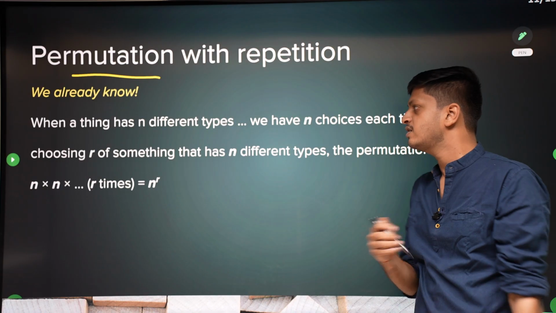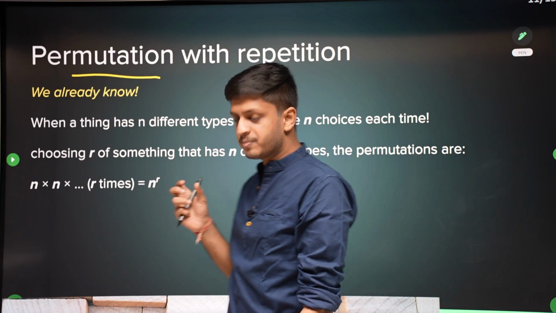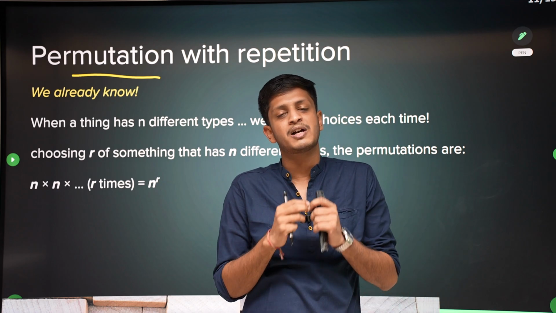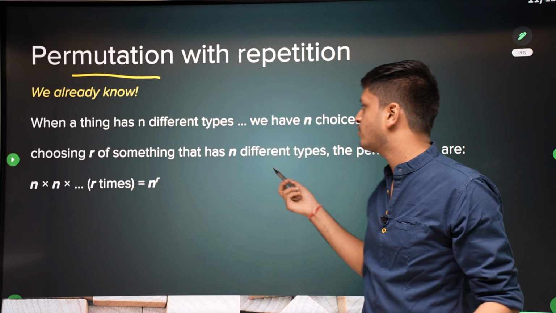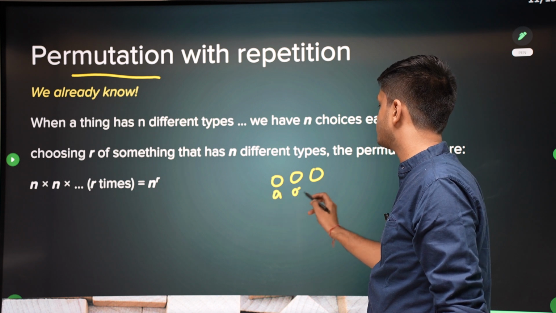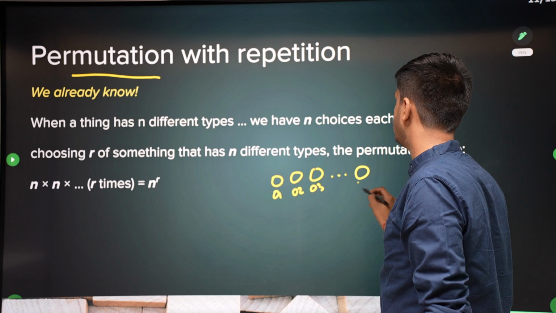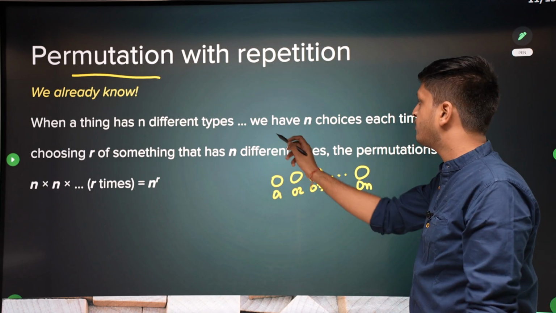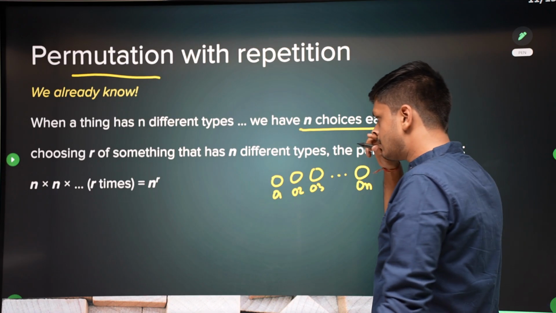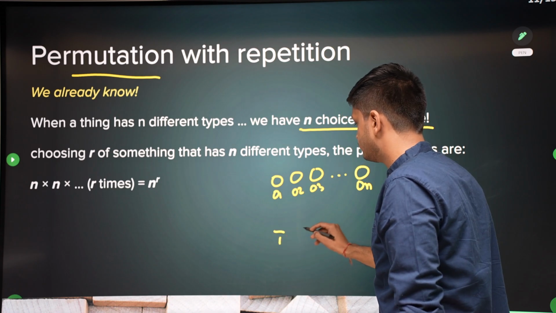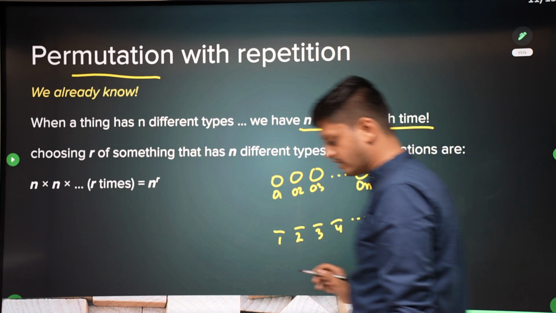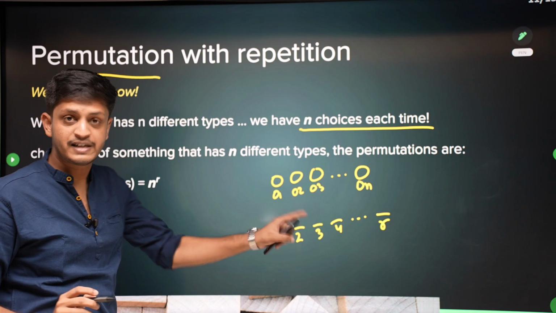What is permutation with repetition? Again, we have N objects, we are taking R at a time, but order is important, and now the problems become much easier, you will see. You have N different types of objects: object 1, object 2, object 3, and you have N choices each time. Basically, we have R places to fill, and the order is important.